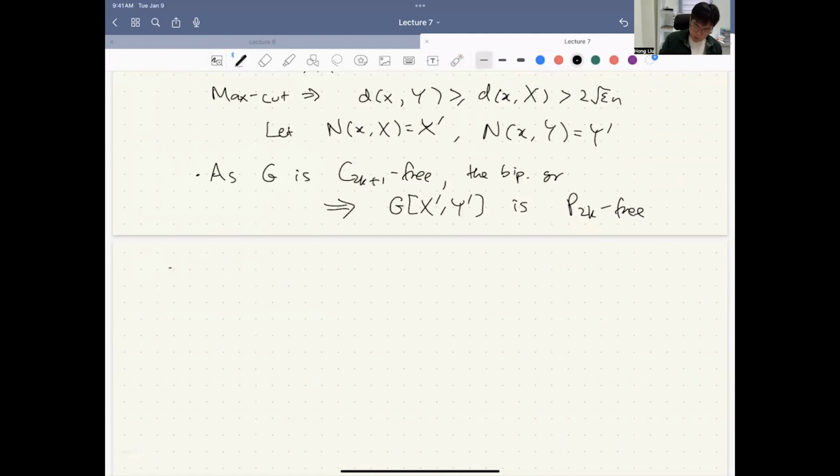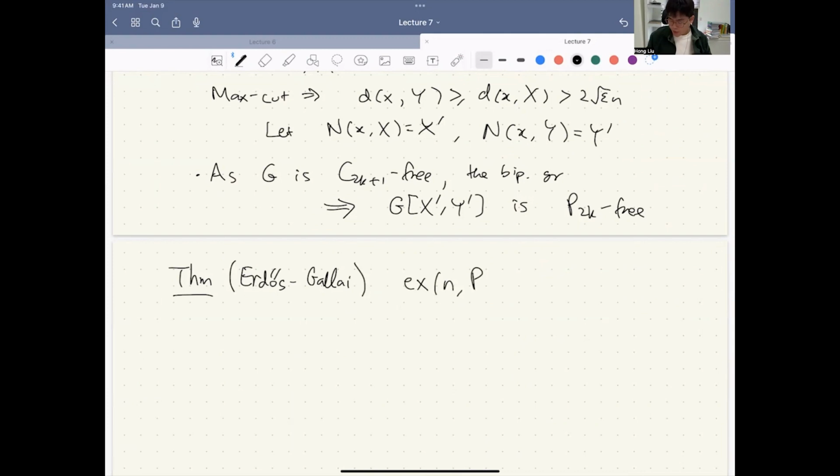Here, let me mention results we will use by Erdős and Gallai, which says that the extremal number of a path on T vertices is at most (T minus 2) over 2 times n. Okay. By the way, this is optimal.